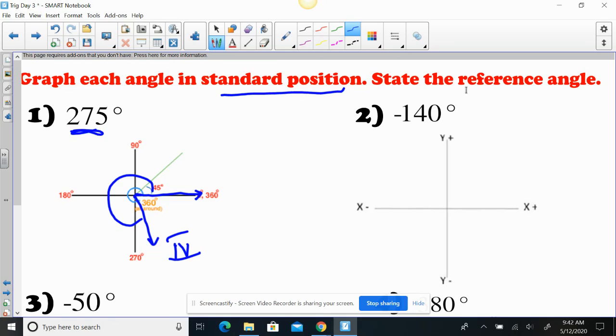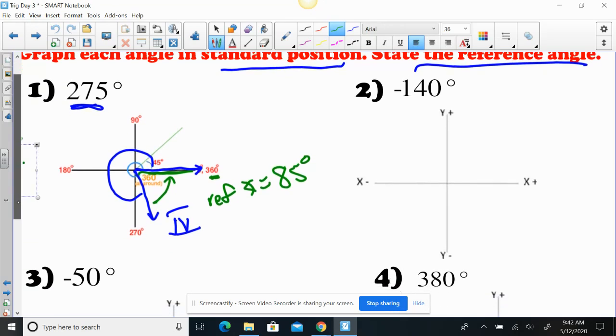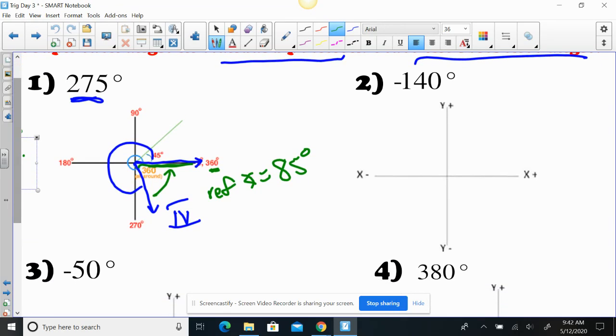Check. Okay, now state the reference angle. So reference angle means how far is this from my x-axis? X-axis, not y-axis. So I want to think 360 minus 275, because this is 360, that's the closest point there. So my reference angle for this one would be 85 degrees. Okay, let's try another one. If you're brave, you can pause it and try it on your own.